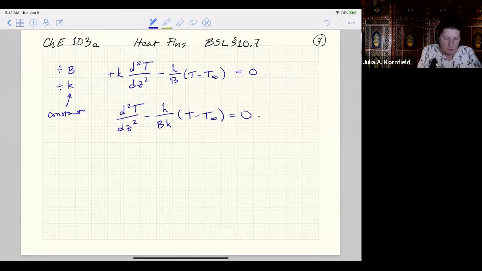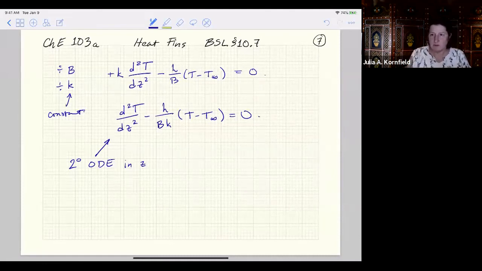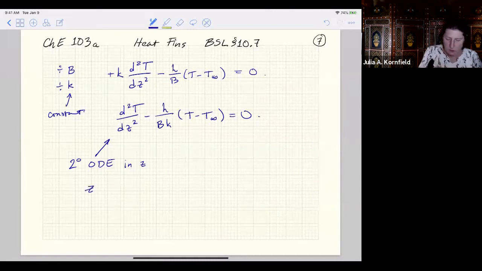Okay, so we have a second order ODE. We have boundary conditions, so it's second order in z. And so we need two boundary conditions. We have one that's clear cut. You almost always have a specified temperature at the wall, which usually is taken to be the highest safe operating temperature for the device you're protecting. So you have a specified temperature boundary condition at z equals 0. We'll call that T wall like they do in BSL.